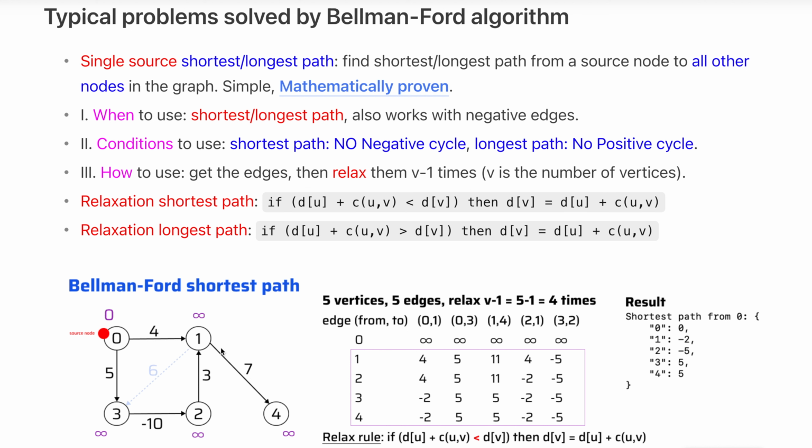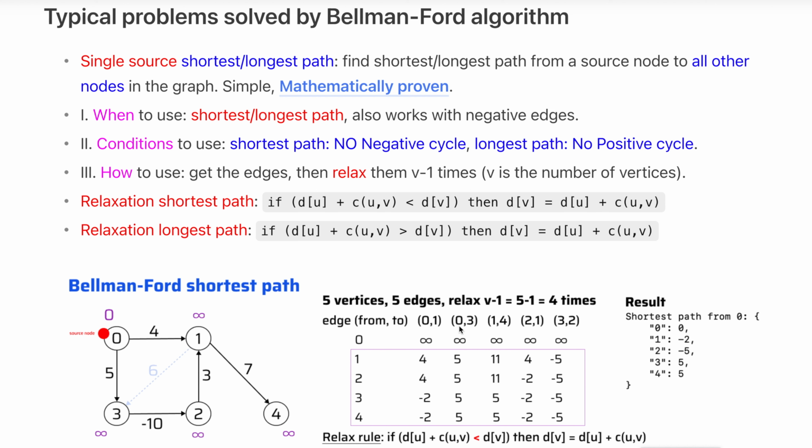And it's that simple. We're gonna keep doing this for V minus 1 times, which is 4 times in our case here. And then we're gonna have the shortest path from our source node 0 to all the nodes in the graph. So let's run this by hand and see how it works. We have 5 vertices, 5 edges, so we're gonna list them out here. The way we list them out is, the first number is gonna be the from node, and the second number is the to node. So what we have here is edge 0, 1, which is from node 0 to node 1.